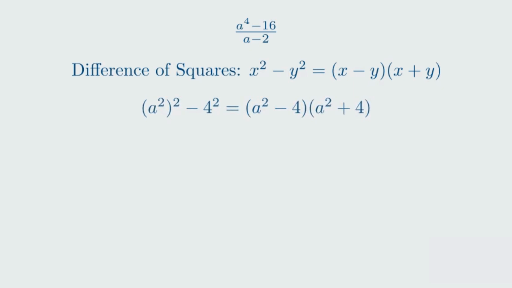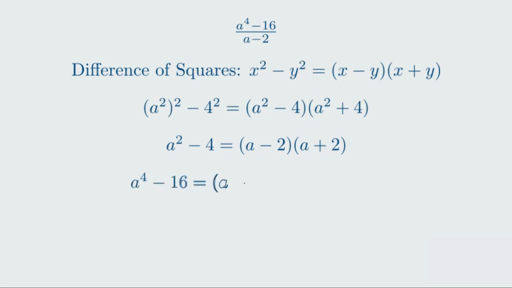But wait, we're not done. Look at the first factor, a squared minus 4. This is another difference of squares. It can be factored again into a minus 2 times a plus 2. This is the crucial step. So, our original numerator, a to the fourth minus 16, fully factors into a minus 2 times a plus 2 times a squared plus 4. We have factored our expression by applying the difference of squares formula twice.